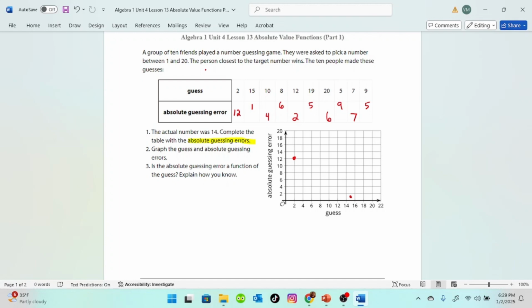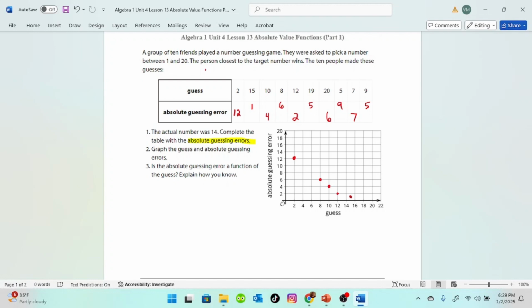The third guess was 10, 4. So we go over to 10 and up to 4. The fourth guess was 8, 6. We go over to 8, up to 6, and put a point. Then we have 12, 2, over 12, up to 2.